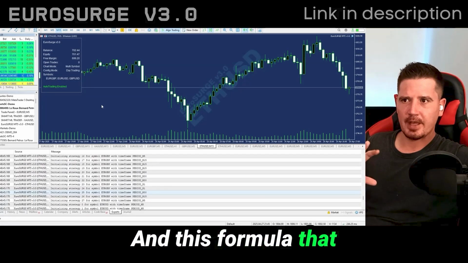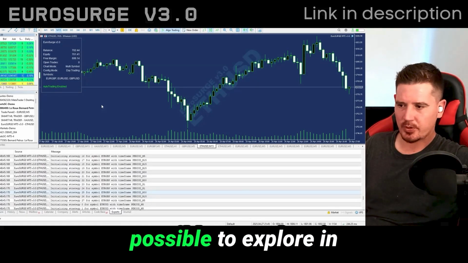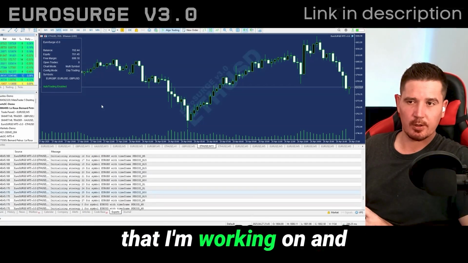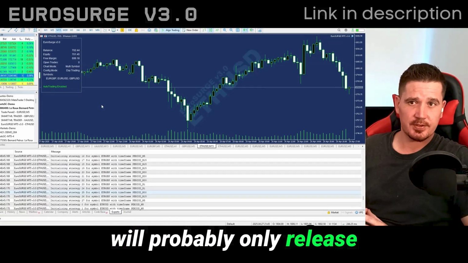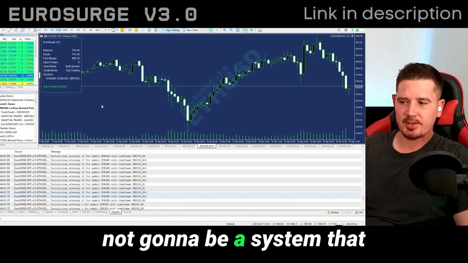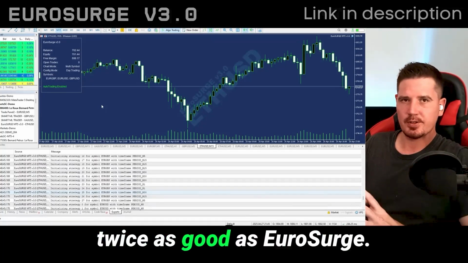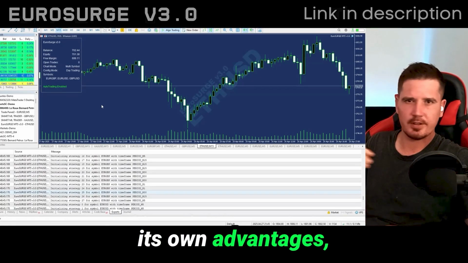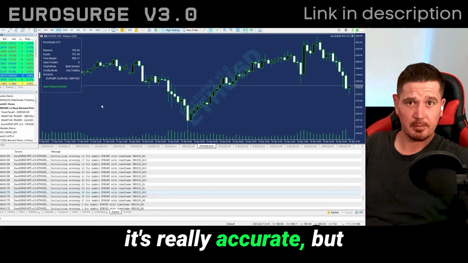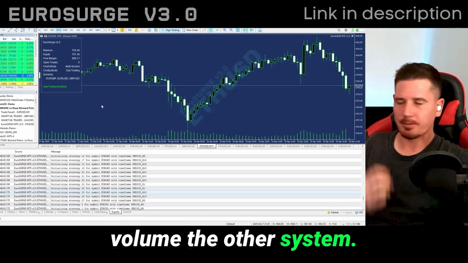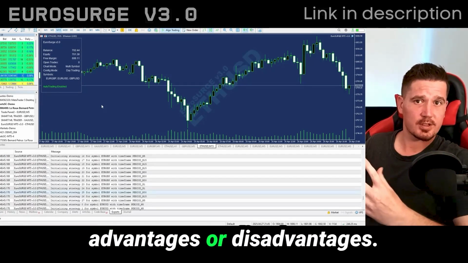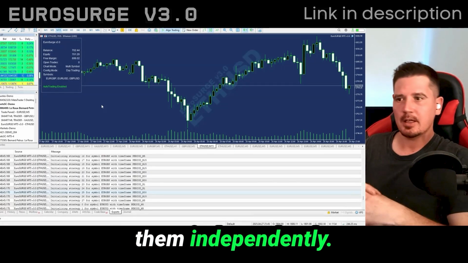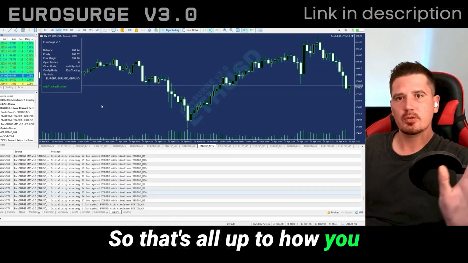And this formula that I have applied here is possible to explore in so many different ways. I already have a new system that I'm working on and will probably only release toward the end of this year. It's not going to be a system that will revolutionize or be, oh, it's twice as good as EuroSurge. No, all of them are going to have their pros and cons. It's just the way it works. EuroSurge will have its own advantages, disadvantages. For example, it's really accurate, but there's a very low trade volume. The other system will also have its own advantages or disadvantages. You could use them together and there shouldn't be any conflict, or you can use them independently. So that's all up to how you want to do things.